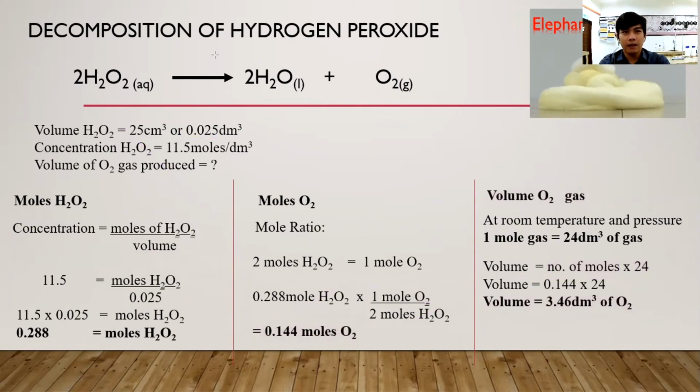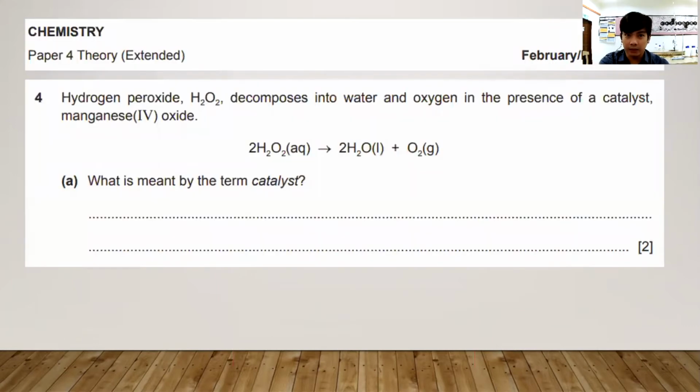So now let's proceed to the past year paper. Well, actually, there's a kind of question which is the same as this one. Okay, so look at this one. This is chemistry paper 4 theory. So it's paper 4, so it's extended. February, March 2016, variant 42. So here is the question.